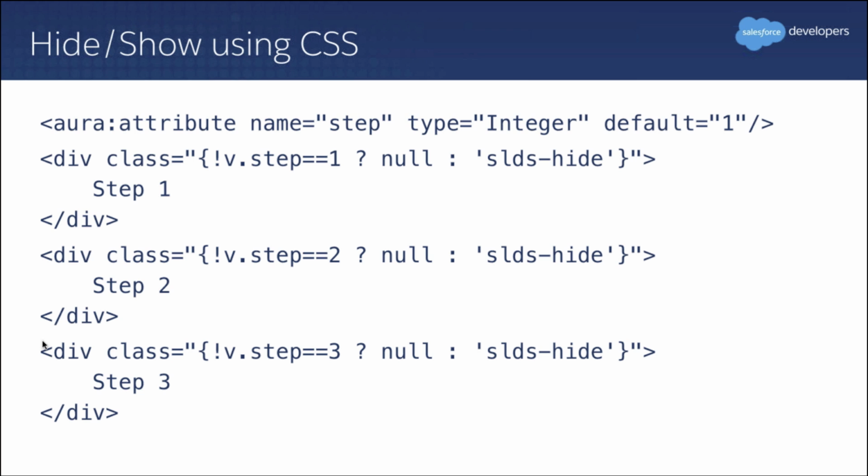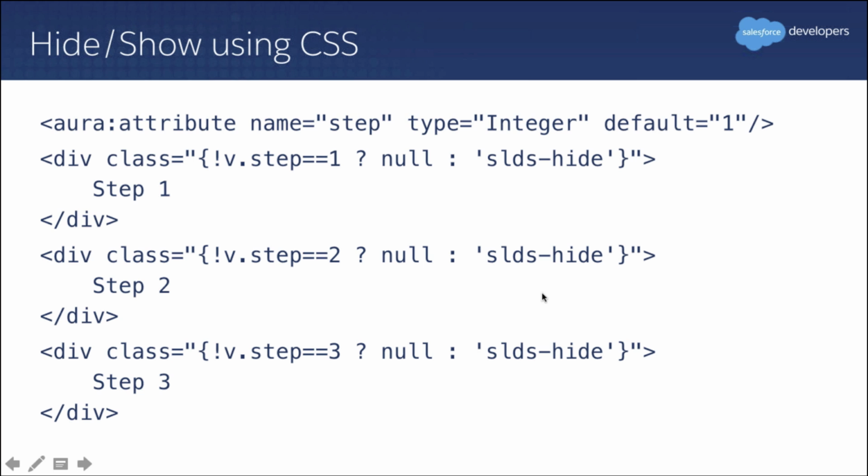The first option is to use CSS. I have the panels, there are 3 divs here, and I have an attribute that keeps track of the current step. Let's say the current step is 1, then I'm not going to add any CSS class to my div, so it's going to display fine, and I will see all the components inside that div. Because step is currently 1, this condition is false for the other panels, and in that case I'm going to add the SLDS hide class to that div, which is going to hide that div, and the same thing for step 3.